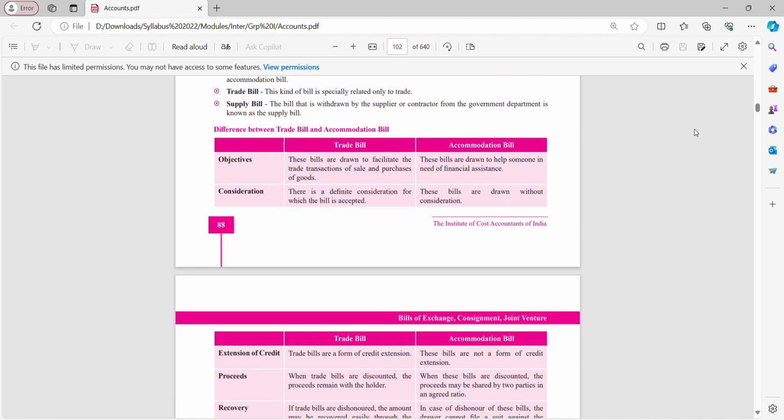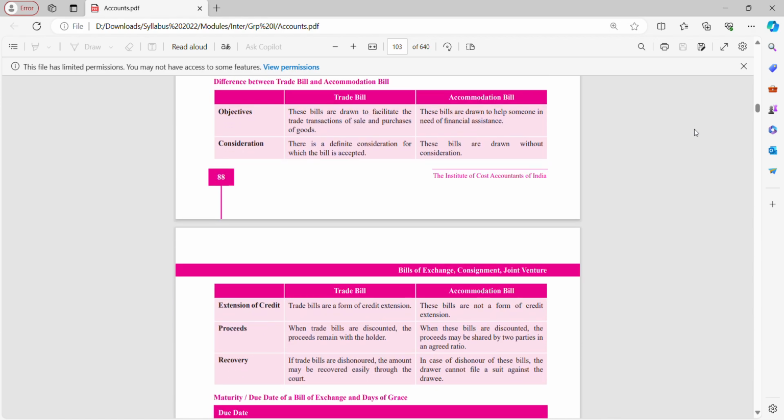Now we have the difference between trade bill and accommodation bill. So trade bill objectives. These bills are drawn to facilitate the trade transactions of sales and purchases of goods. Accommodation bill. These bills are drawn to help someone in need of financial assistance. So we have trade bill and accommodation bill distinction. So what is trade bill? Whatever you do by default, bills will come into picture. Why? Because you are dealing in your transactions, sale purchase. So obviously trade bill will come into picture.